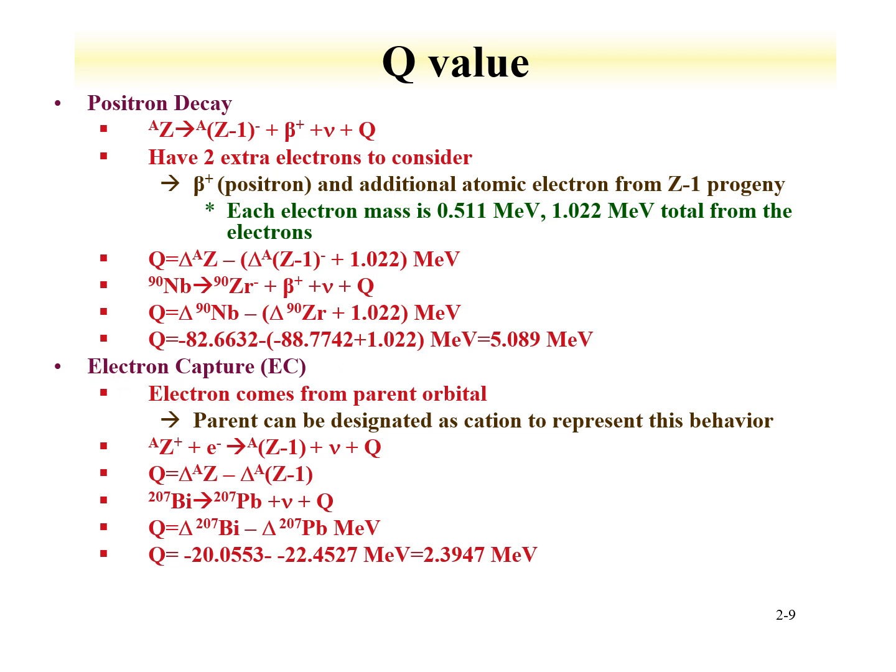We can do the same calculation for electron capture. In this case, the electron comes from the parent orbital. The parent can be designated as a cation to represent this behavior. So we have a parent here that takes an electron, then a proton is converted into a neutron. A neutrino is emitted. So from this, the Q value is just equal to, well, this gets neutralized, so we don't have to worry about electron mass. It's just the mass of the parent minus the progeny mass.